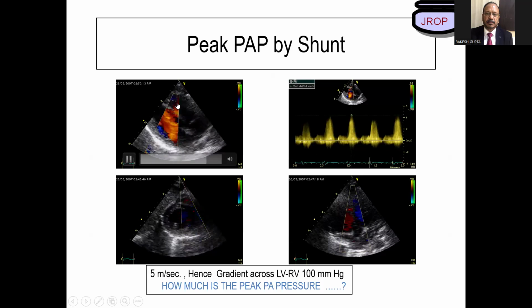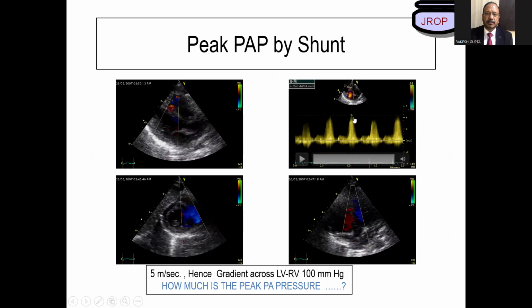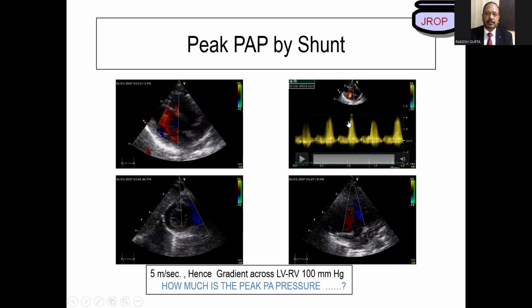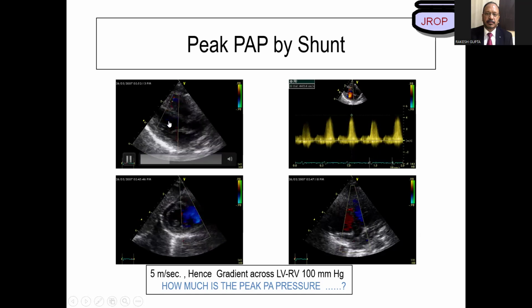If I put a line across this outlet VSD, what do I get? I get a gradient across this VSD. And look at the velocity over here is 4.44 meters per second. Let's assume that this velocity is 4 meters per second. So it means the gradient between LV and RV is 4V squared, 4 into 4 into 4, that is 64 millimeters of mercury. Now RV has got certain gradients.